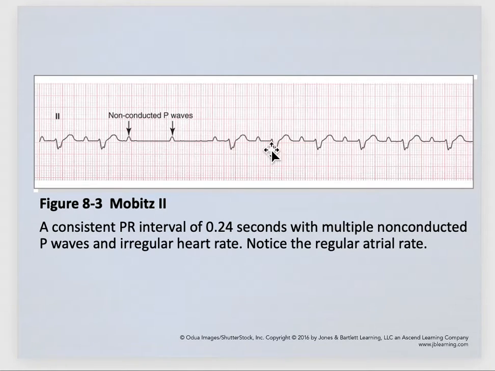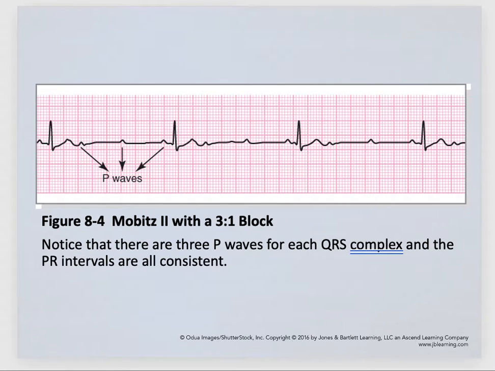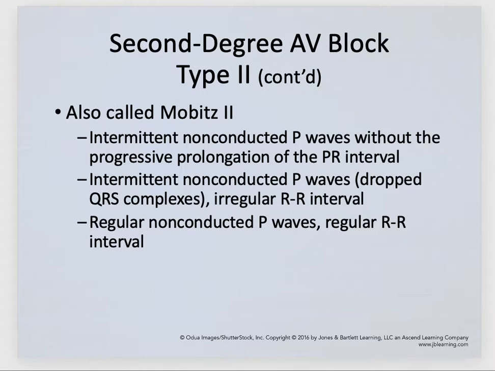The difference why this is not a type 1 is because you have non-conduction happening. You have a dropped beat. So when you look at Mobitz type 2, second degree, every PR interval is the same distance, but the difference here is we have a missing wave. So the thing about Mobitz type 2 is intermittent non-conducting P waves. However, it's not type 1 because it's not progressive prolongation of the PR interval.